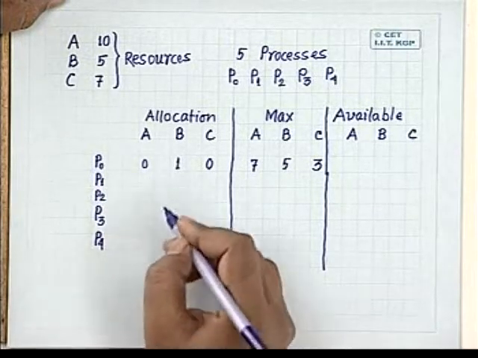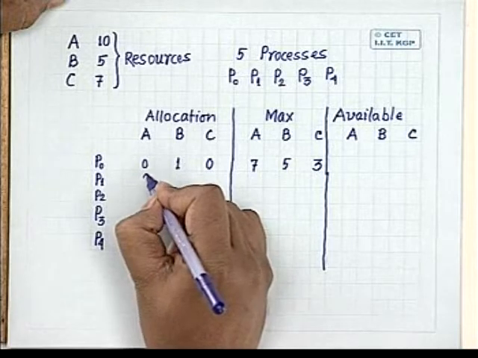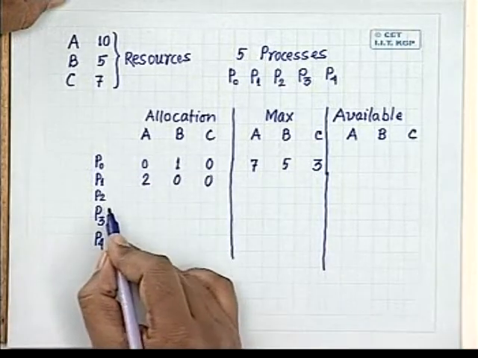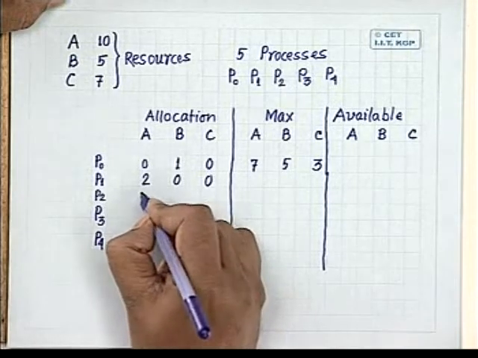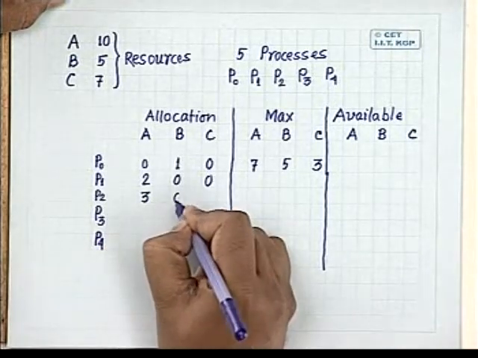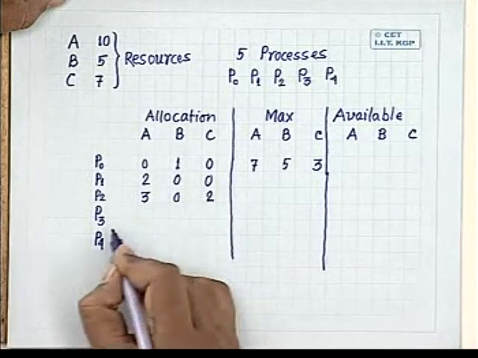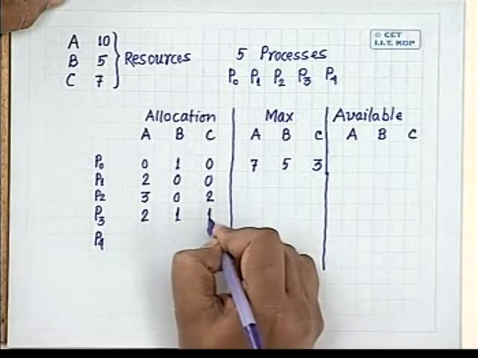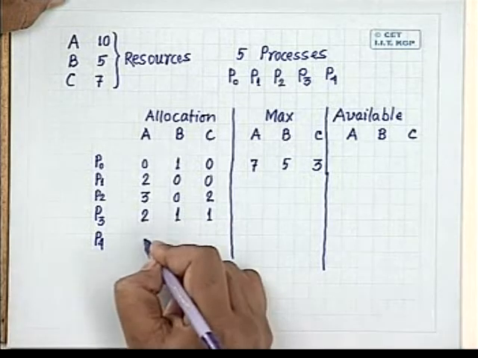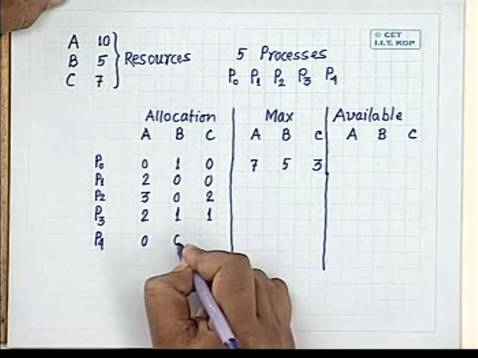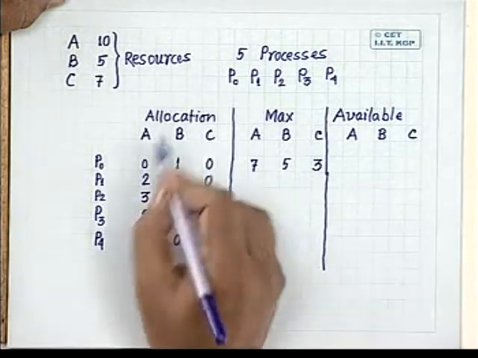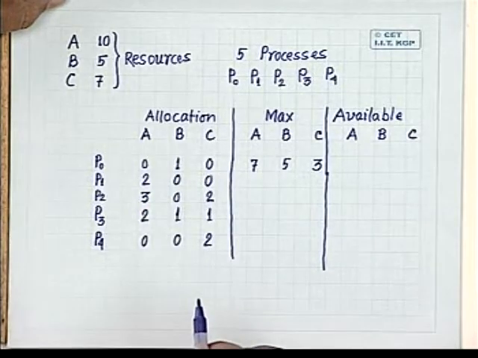Similarly, for process P1, let us assume that the allocation is 2, 0, 0. For process P2, let us assume this is something like 3, 0, 2. For process P3, it may be 2, 1, 1. And for process P4, it may be 0, 0, 2. This is the allocation matrix for different processes.